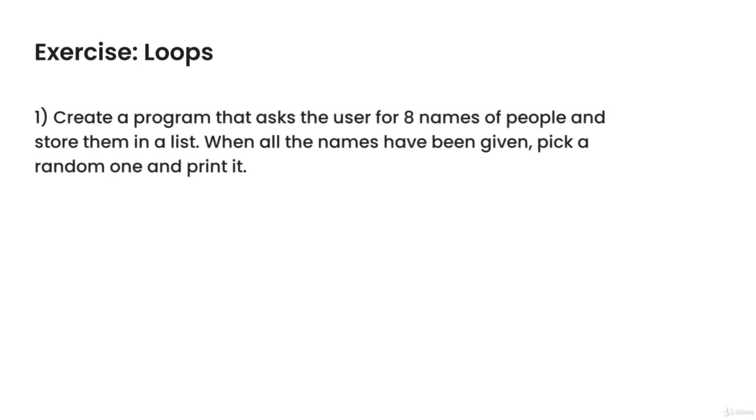Hi there! Let's exercise what we just learned about loops. Number 1. Create a program that asks the user for 8 names and store them in a list. When all the names have been given, pick a random one and print it.